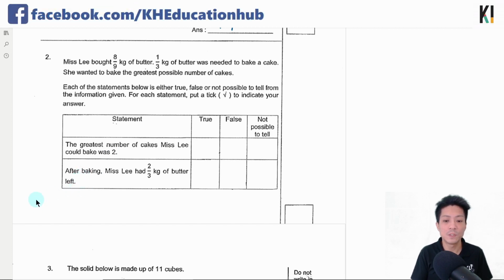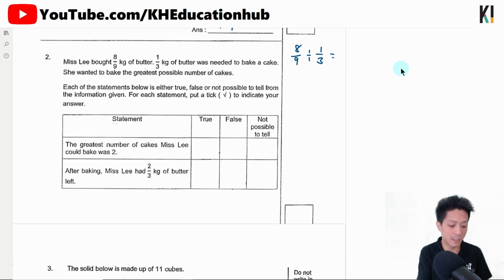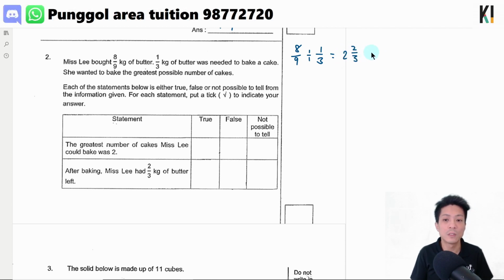For the first one, you need to use 8/9 divided by 1/3. So 8/9 divided by 1/3 is going to give you 2 and 2/3, which means that the greatest number of cakes that you can bake is indeed 2.